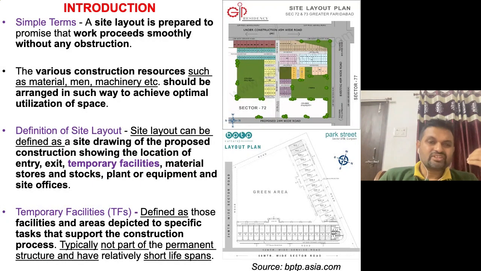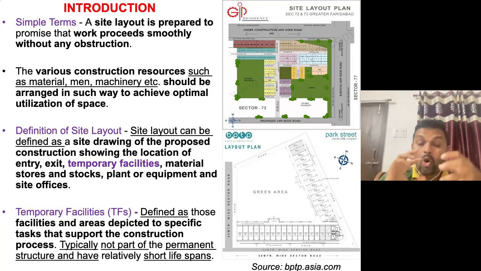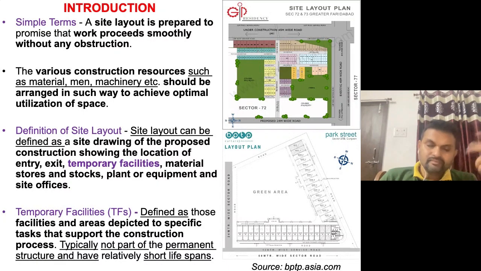There are various construction resources like material, men, and machinery that should be arranged in such a manner that optimal utilization of the space is achieved. Even last time we have seen the heuristic approach and the optimum approach, how to take a decision. Now, a site layout drawing of the proposed construction shows the temporary facilities.